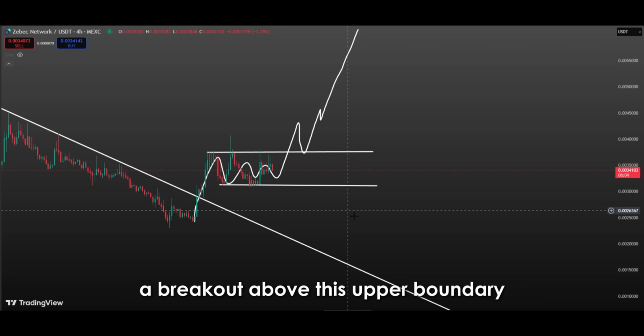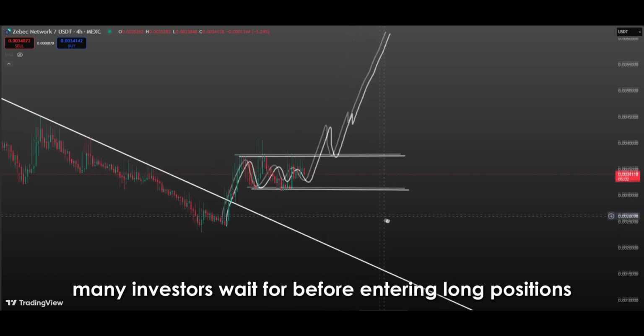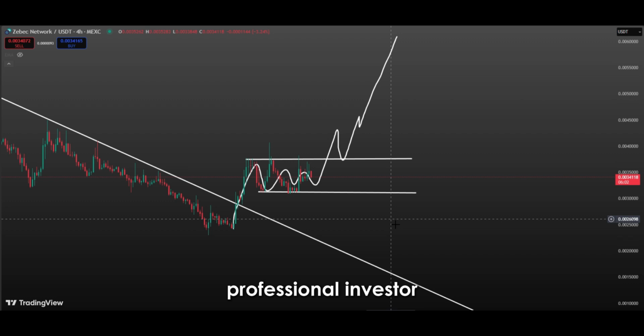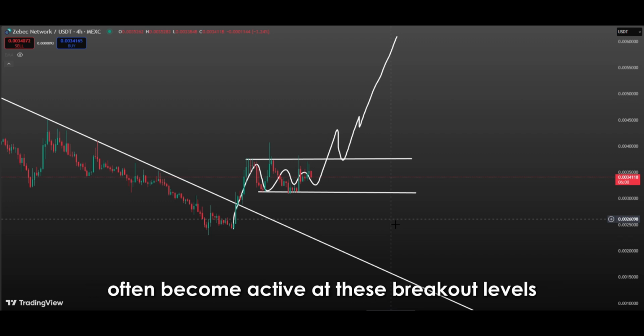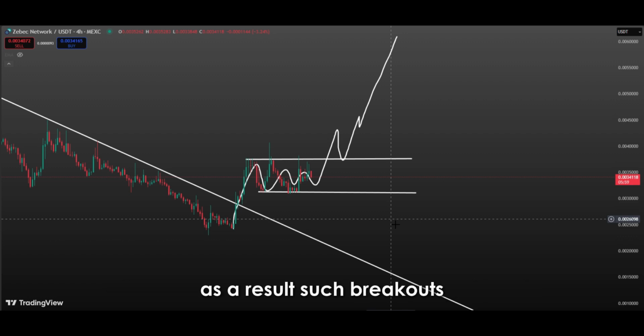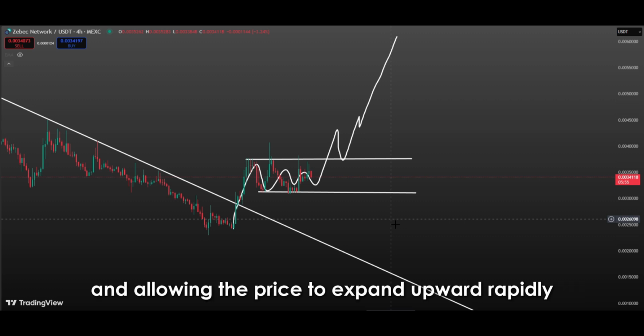A breakout above this upper boundary represents a key signal many investors wait for before entering long positions. Professional investors and algorithmic trading systems in particular often become active at these breakout levels. As a result, such breakouts can lead to significant increases in trading volume. Additionally, investors who missed the initial move may look to enter after the breakout, potentially leading to another wave of buying pressure and allowing the price to expand upward rapidly.